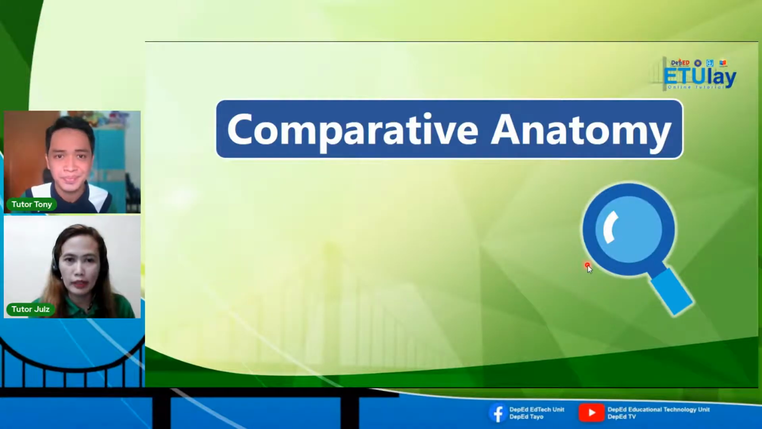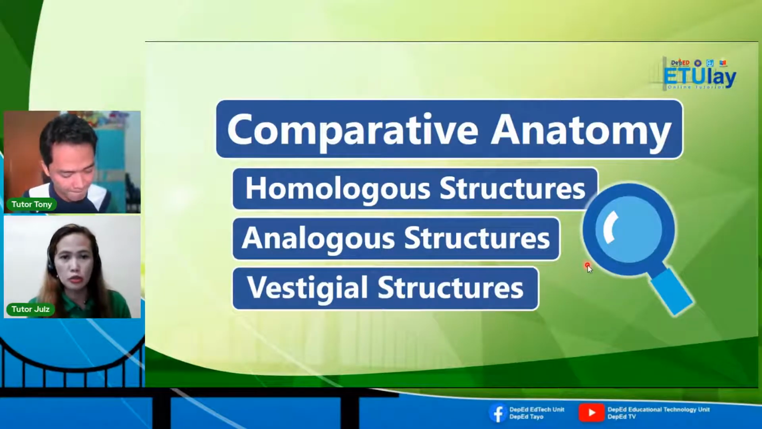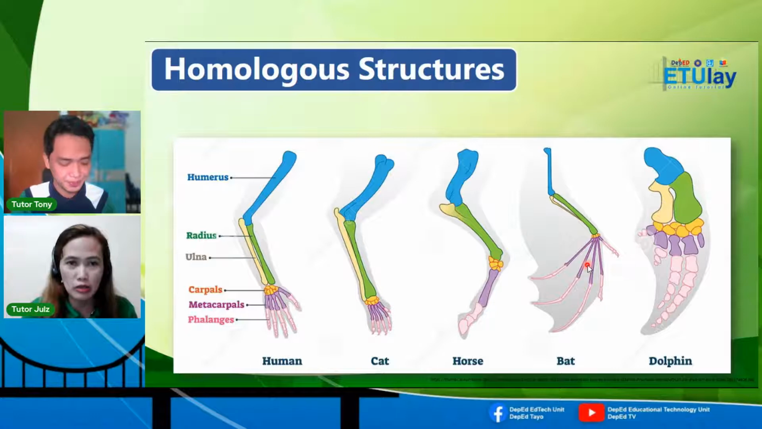So my part, the comparative anatomy. There are three types of comparative anatomy. So when we say anatomy, we deal with the body structure. So first, the homologous structure. Second, analogous structures, and third, the vestigial structure. So let's have the homologous structure.